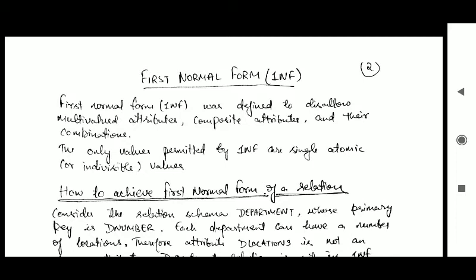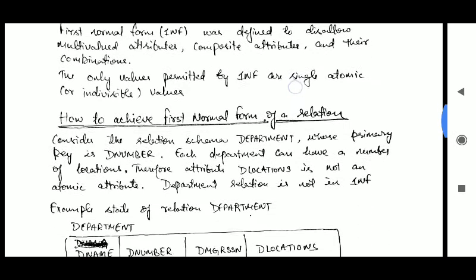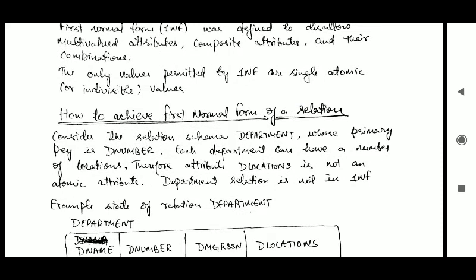First normal form was defined to disallow multi-valued attributes, composite attributes and their combinations. The only values permitted by first normal form are single atomic or indivisible values. Now how to achieve first normal form of a relation?